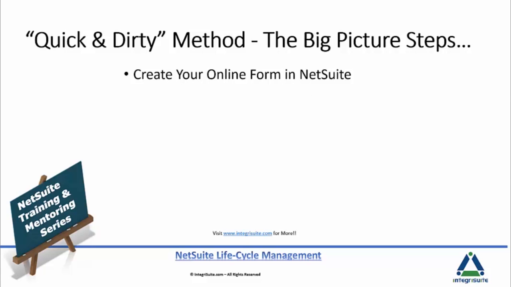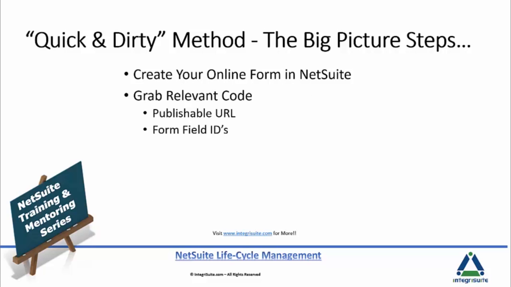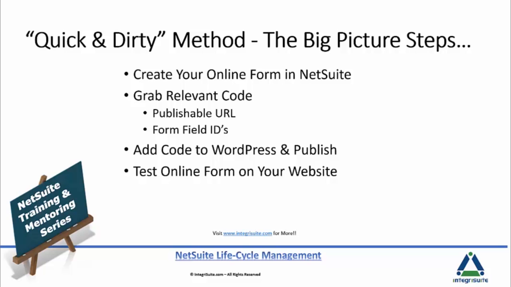First thing we're going to do is create an online form in NetSuite. We're then going to grab the relevant code that we need, in other words, the publishable URL and form field identities. We're then going to add the code to WordPress and publish. And finally, we're going to test the form online on your website to see if it all works. So let's get straight to it.